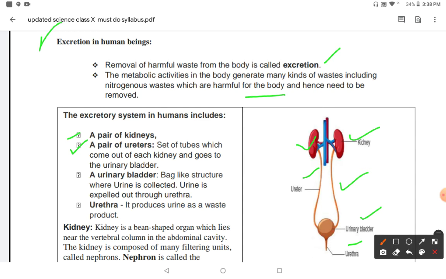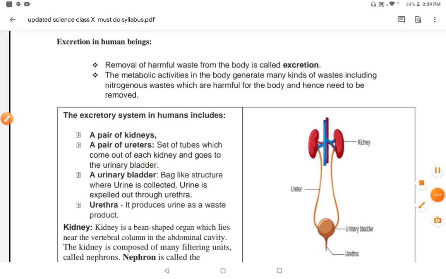Now what is the function of this pair of ureters? These are a set of tubes which come out from each kidney and go to the urinary bladder. And what is the function of the urinary bladder? It is a bag-like structure in which urine is collected and expelled to the urethra. And what is the function of the urethra? It passes urine as a waste product outside the body.